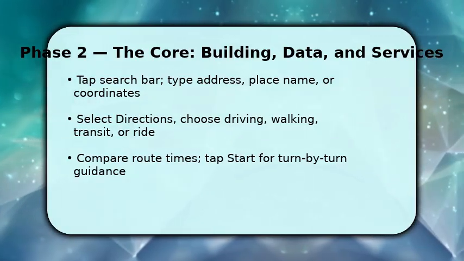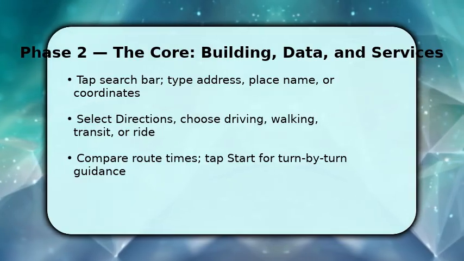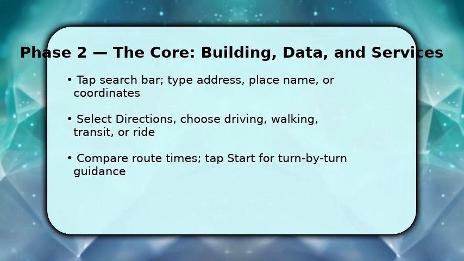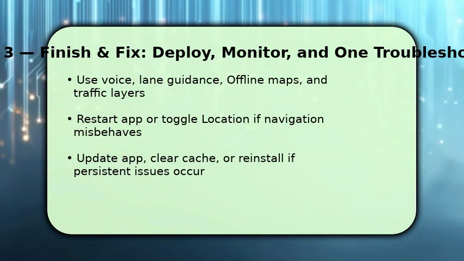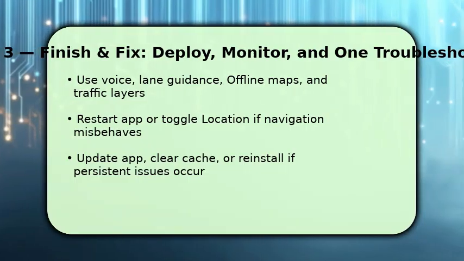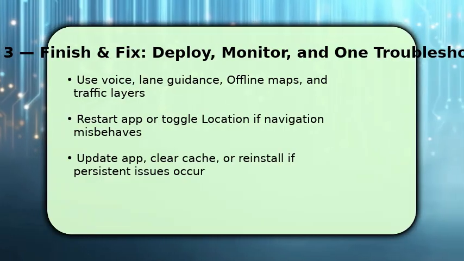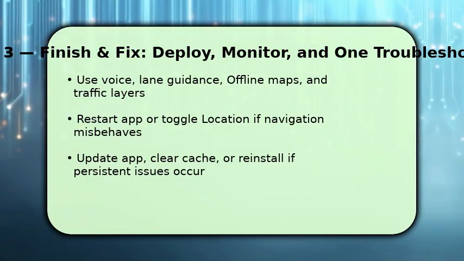Once you've picked a route, tap Start to begin turn-by-turn navigation and listen for voice prompts while you focus on the road. Finish by exploring helpful features. Tap Layers for traffic or satellite, download offline maps for no-signal areas, and enable voice guidance for hands-free directions.